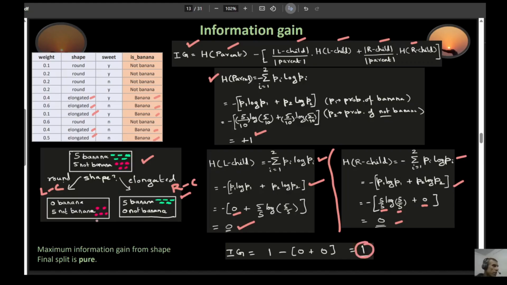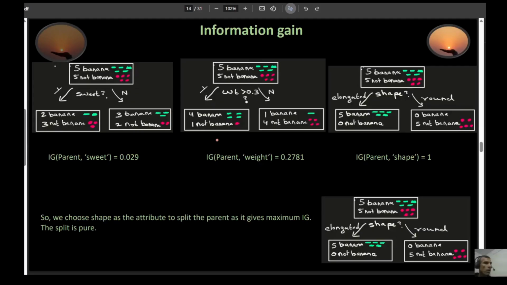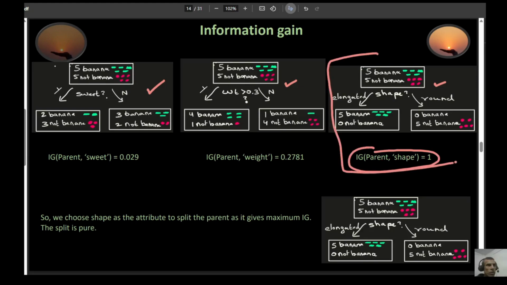Now here's an interesting thing, this is a pure split. You see that this is 5 not banana, this is 5 banana. This is called a pure split because you do not see the other class over here. So when we perform the split using the features suit, weight, and shape, we notice that our information gain is maximum for the shape. So we are going to be using this as our root node. This is going to be our splitting point right here.